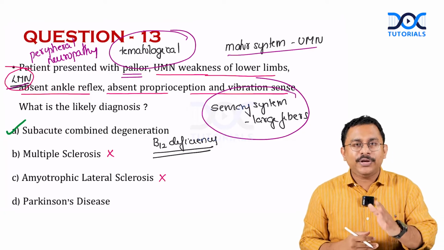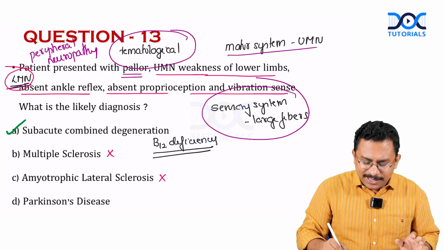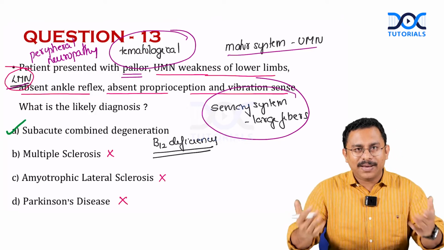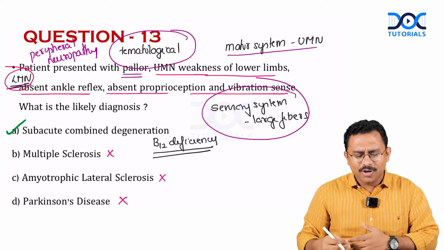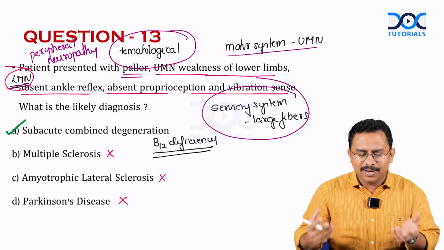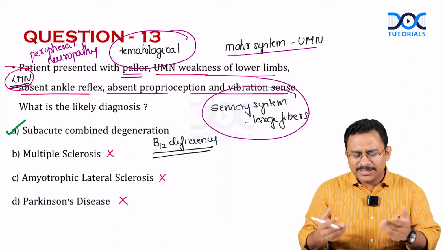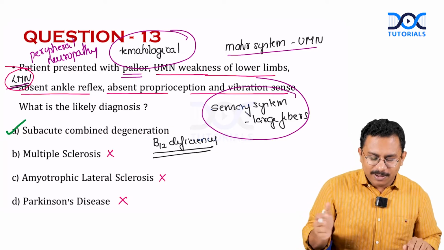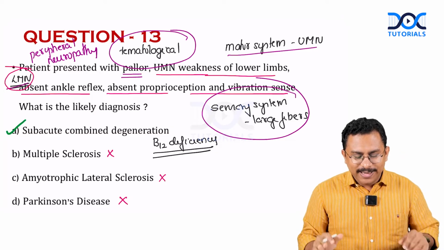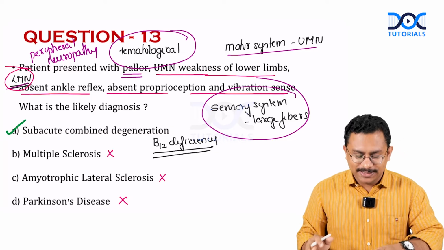It is not going to produce any sensory manifestations. Parkinson's disease, you are thinking of an extrapyramidal involvement. You're not going to get a UMN type of weakness, no pallor, no sensory loss, no absent proprioception. These are not common features of Parkinson's disease as well. So again, the answer is subacute combined degeneration.